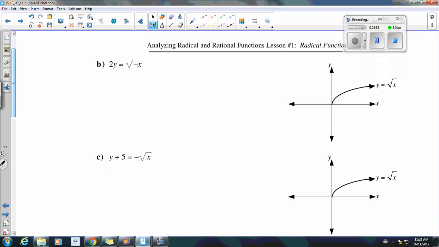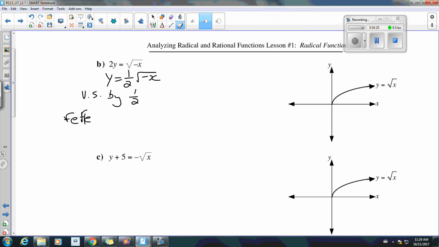B, 2y equals the square root of negative x. So again, I could move that 2 over, which gives me this. So there's two transformations happening here. There's a vertical stretch by 1/2, and there is a reflection in the y-axis.